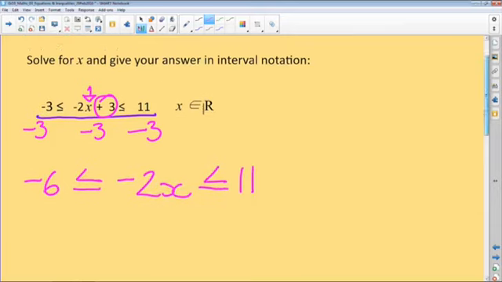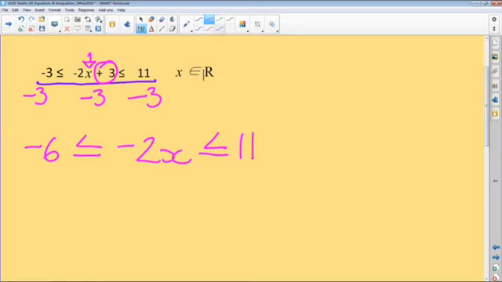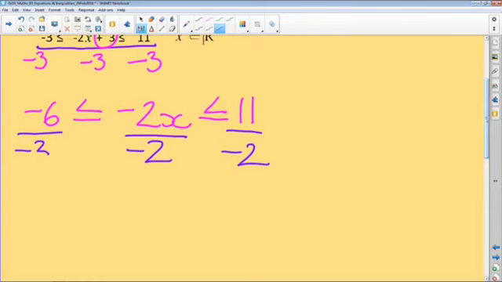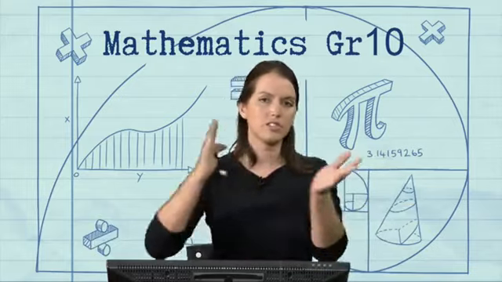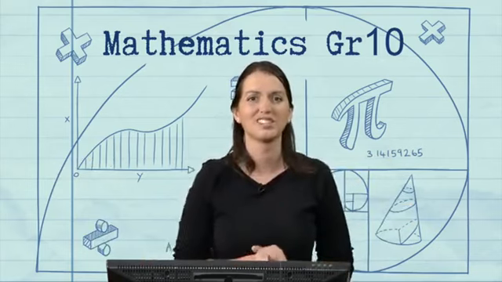Now, to get rid of that negative 2, we then need to divide all 3 parts by negative 2. And what did I say about dividing or multiplying by a negative number? It's going to change the direction of the sign. So negative 6 divided by negative 2 gives us positive 3, and the sign changes direction. And look, the sign changes direction over here, and we have negative 11 over 2. Now, generally Grade 10s, what I then do is rearrange it so the negative number comes first and it flows nicely, but we have run out of time.